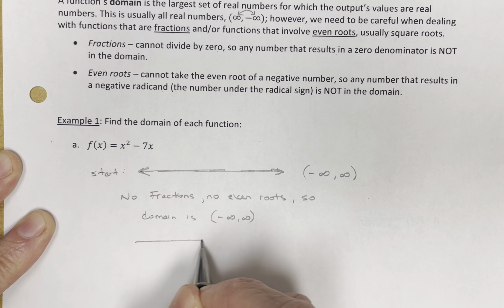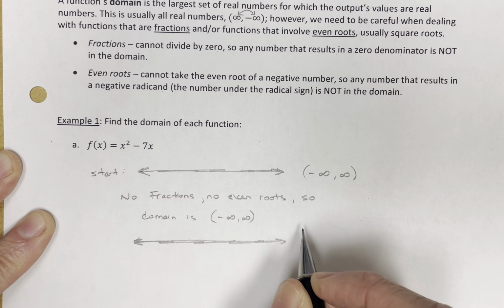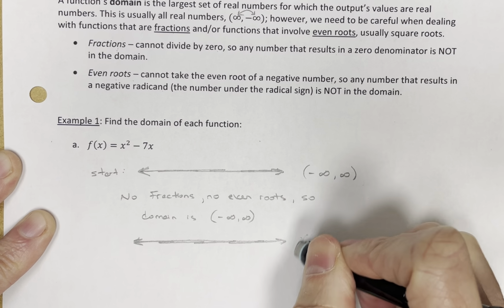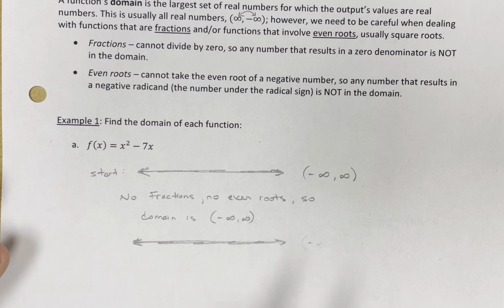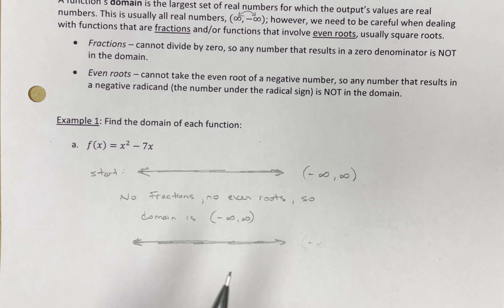So here's where we ended up. We didn't change a thing. There's our domain. It's all real numbers. Whoops, I've already written that, so you don't need to read that. There's our domain, all real numbers, from negative infinity to infinity. There is our number line that shows all real numbers.